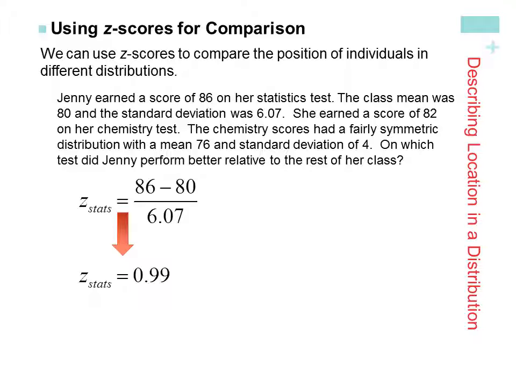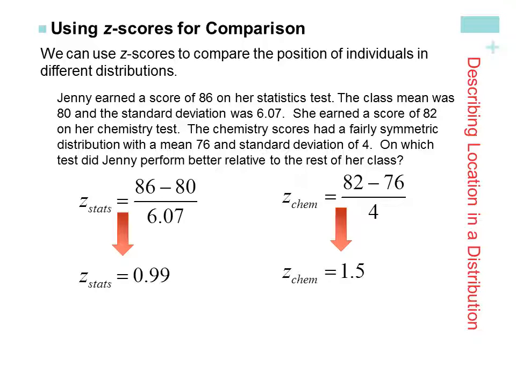So let's do statistics. We already did that one. We said her test score 86 minus the average 80 divided by the standard deviation. So her z-score for statistics was 0.99. So she scored 0.99, or about 1 standard deviation above the mean in statistics.